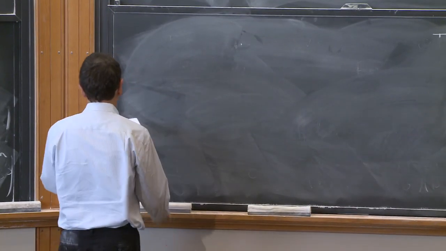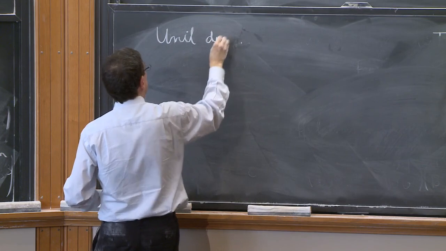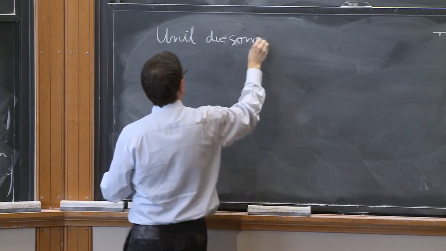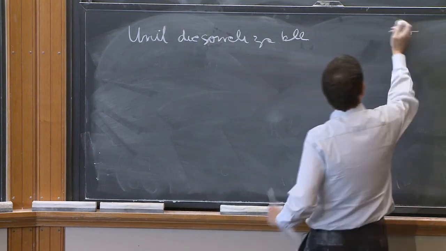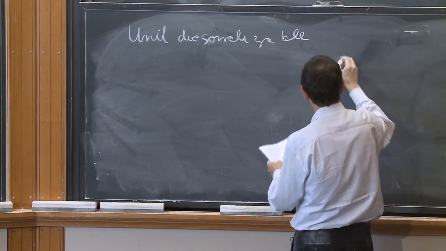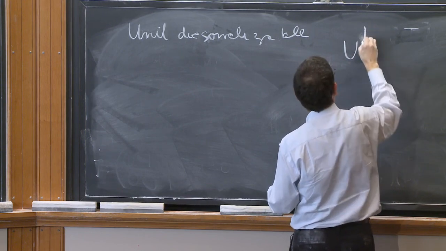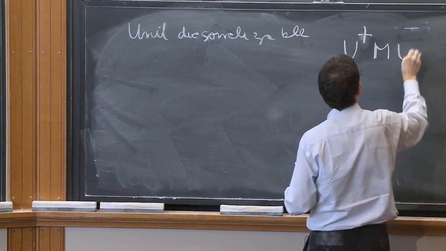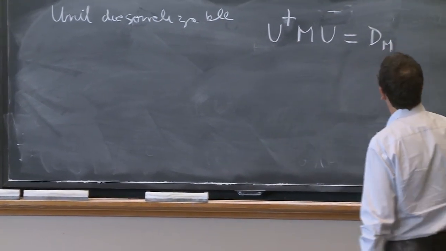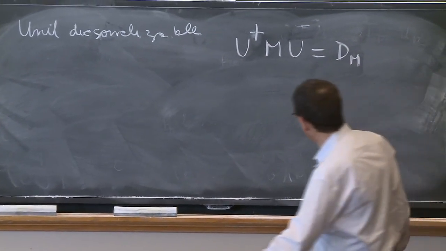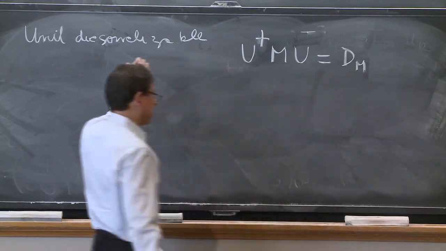So suppose it's unitarily diagonalizable, which means that if you have U dagger M U, it is equal to a diagonal matrix, D_M. I'm talking now about matrices. So these are all matrices, a diagonal matrix.